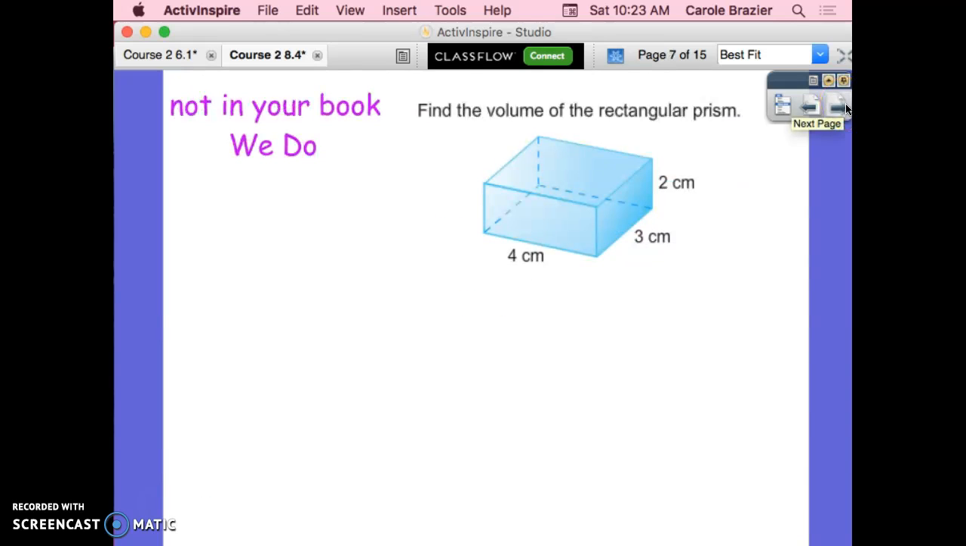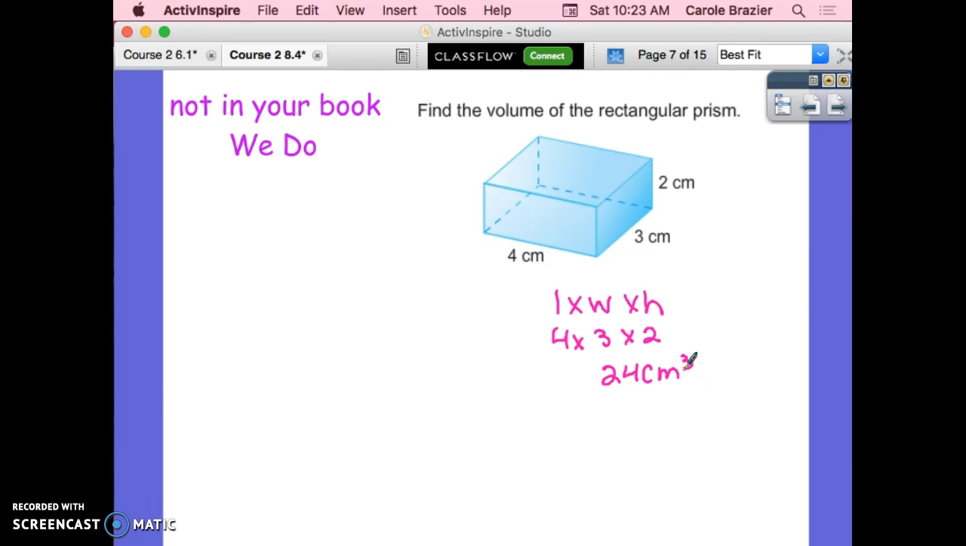Okay? This second one, I would like you to do on your own, so pause the video, write the formula, substitute in, and then write the answer, and when you get back, I will give it to you. Okay, welcome back. For your formula, you should have had length times width times height. For your substitutions in, you should have had 4 times 3 times 2. And then for your answer, you should have had 24 centimeters cubed.